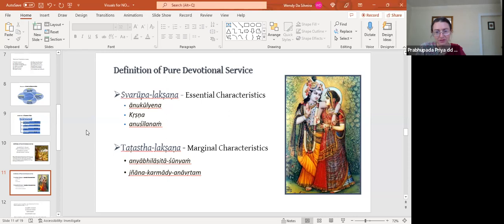So that's the difference. All the levels, Kanishta, Madhyam, and Uttama, they all have the Swarup Lakshana. It always involves doing something in a favorable mood for Krishna, but pure devotional service is something specific. It's more narrowed down to, yeah, this is when you have no other motivation. Your only motivation is to please Krishna, and it's not covered by anything else.